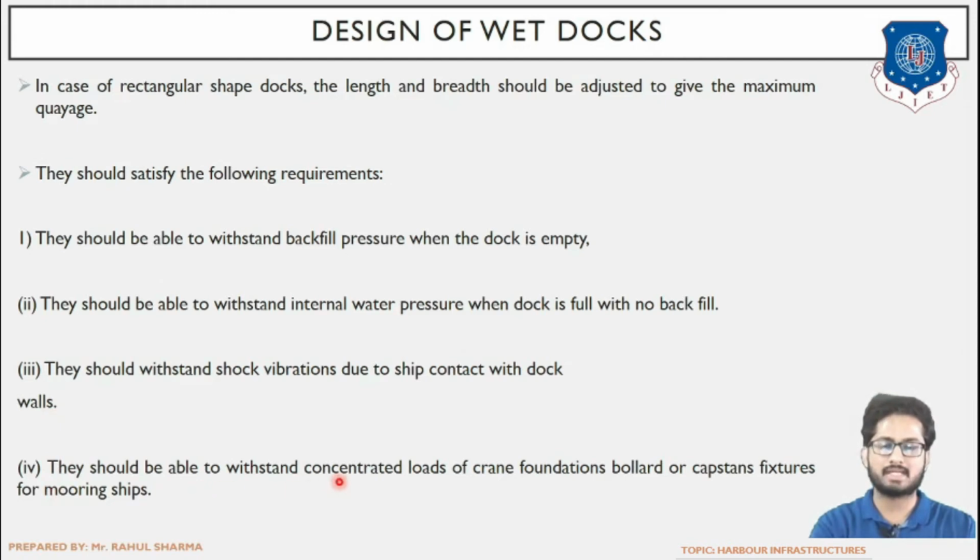They should be able to withstand concentrated load of crane foundation, bollard or capstan fixtures for mooring ship. That is, bollard or capstan are the mooring accessories which we have studied. It is the point where that rope or wire or cable of the ship will be tied up for the anchorage, and the cranes will be existing on the platform for carrying out various operations pertaining to loading and unloading. So this load which is existing on the platform should be able to be sustained by the dock. So that is the concentrated load.